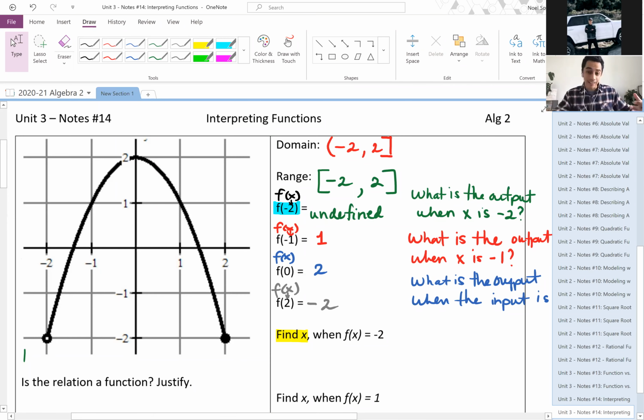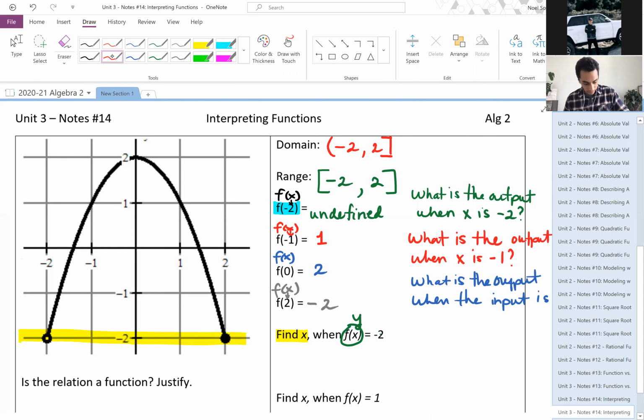This one's asking find x. Find x. So you're not finding the output. This time you're going to find the input when, remember, what does this f of x mean? This means when y is equal to -2, right? So when y is equal to -2, find the x value that belongs to it. Okay, so here's what I like to do. I know that the y is equal to -2. So I go down to where y is equal to -2 and I draw a line, because y is -2 along that whole line. Okay. And then my job is, well, what are the x values that give me -2?